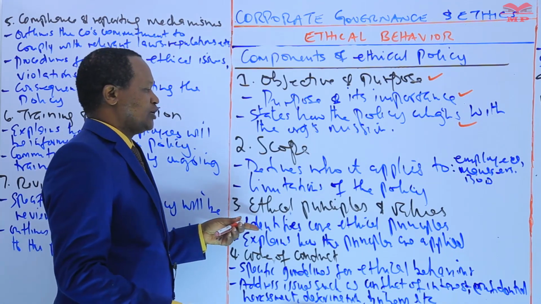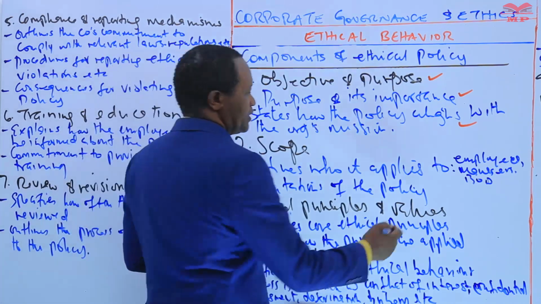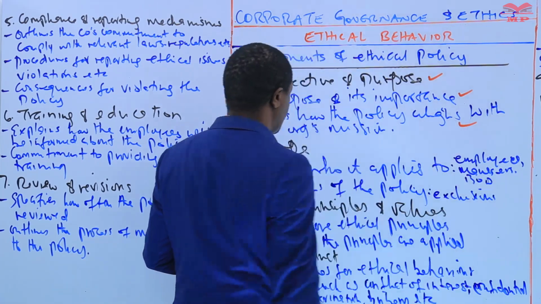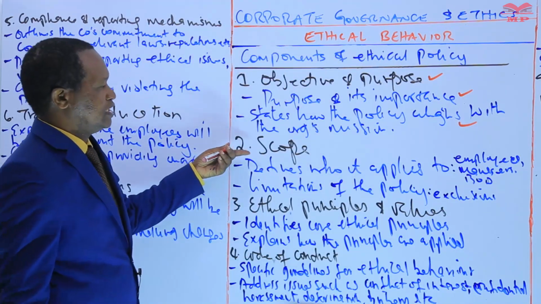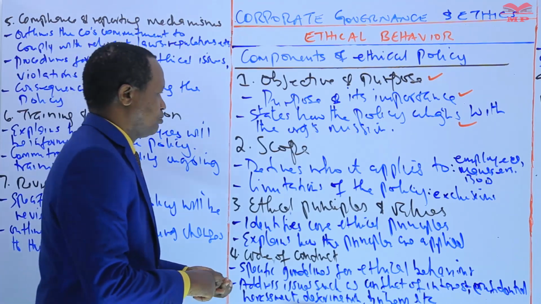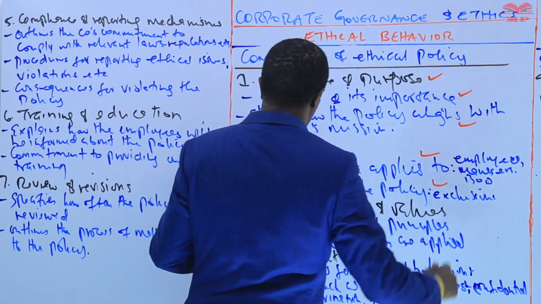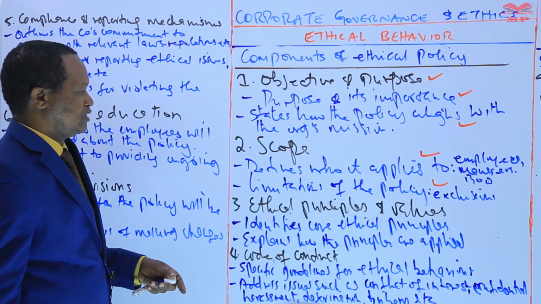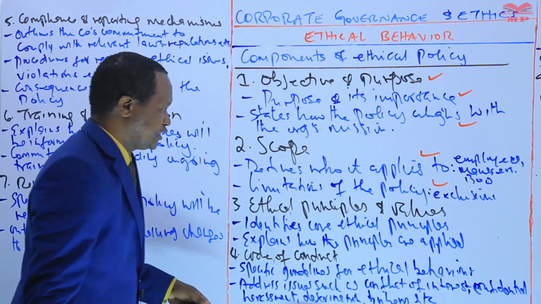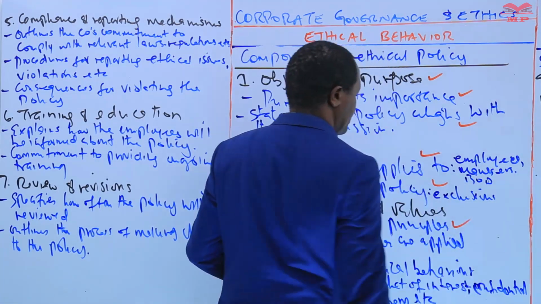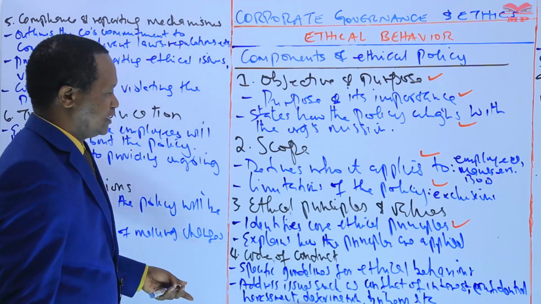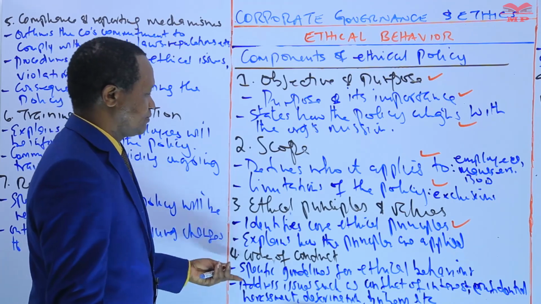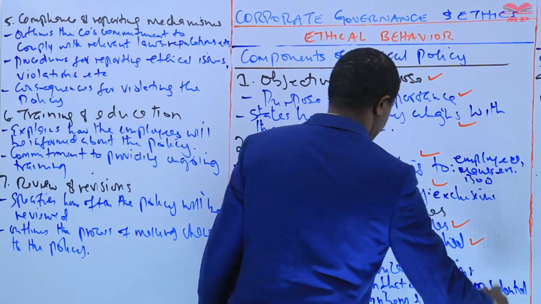It also outlines the limitations of the policy. These are exclusions. Who are excluded from the policy? It has to be stated under scope. That is the scope. Then the third component is ethical principles and values. This section identifies the core ethical principles like honesty, respect, fairness, responsibility, accountability, and so on. It further explains how the principles are applied in practice.